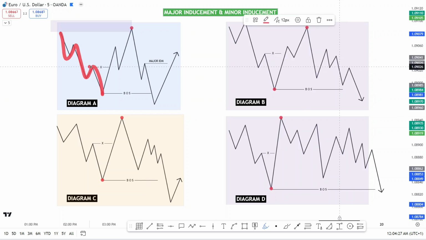We have this as a major. So we have two major inducements actually. So in this particular scenario, there is no minor inducement. When we go to diagram B, I'm going to define what minor inducement is for you, and you are going to see the difference. Okay, so we have this and we have this.